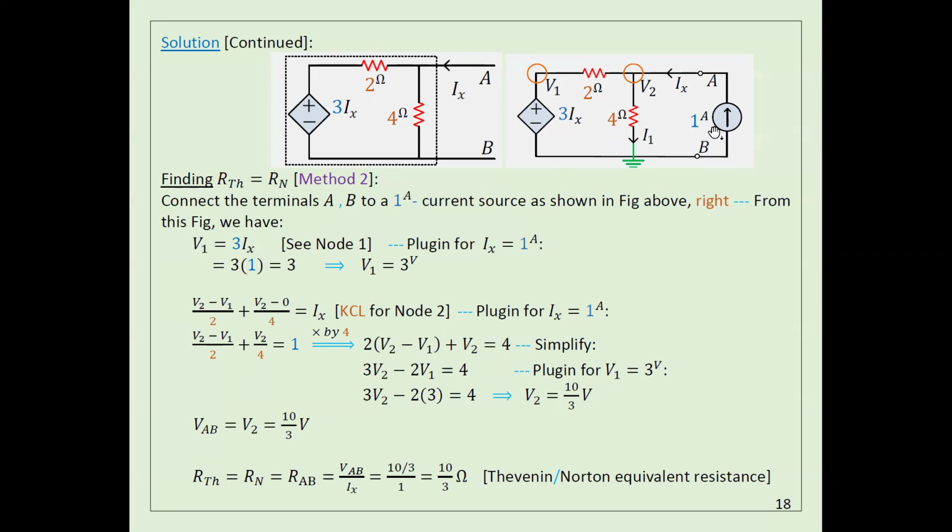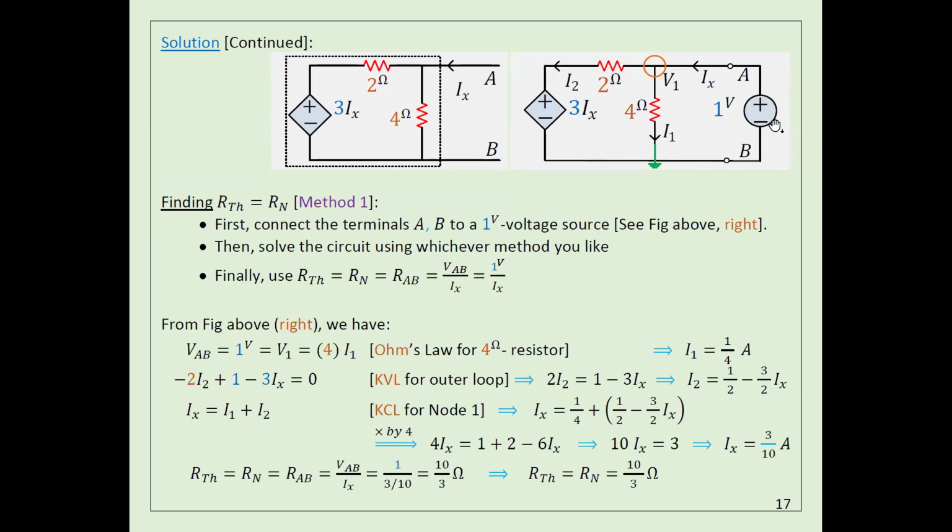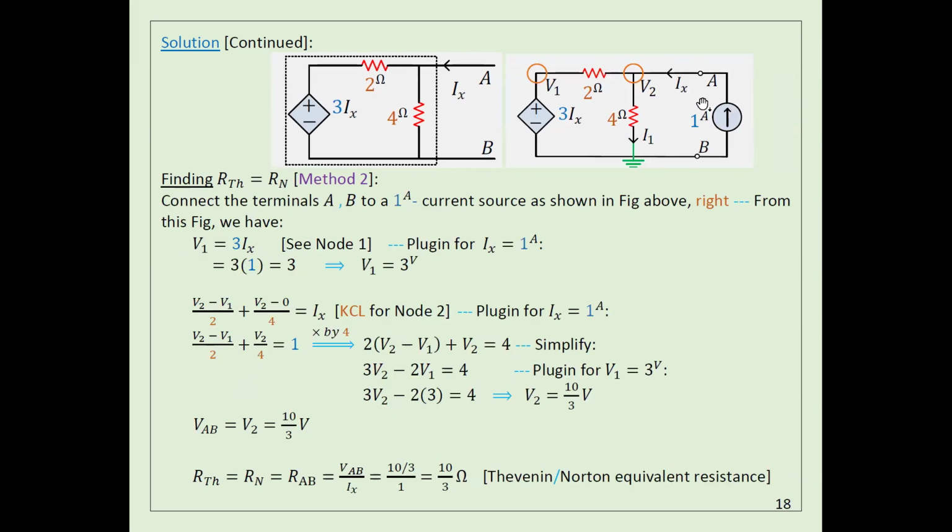I can calculate the resistance. Instead of putting a voltage source here, I can put a current source, this one. And the current source is 1 ampere. All I need is to find the voltage here. Okay, this is the second approach. So let's try how we can do it again.